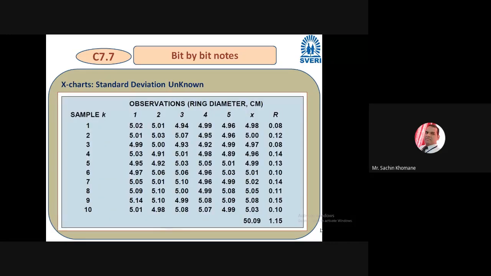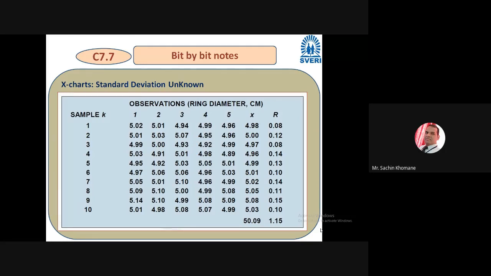For the same example, if the standard deviation is unknown, now what to do? I have told you we'll draw at the end. We'll discuss two things: standard deviation is known and standard deviation is not known. Friends, if you don't know the standard deviation, then you need to calculate the range. Same example is there, same values are there. Don't worry.